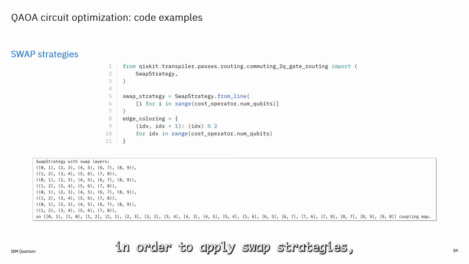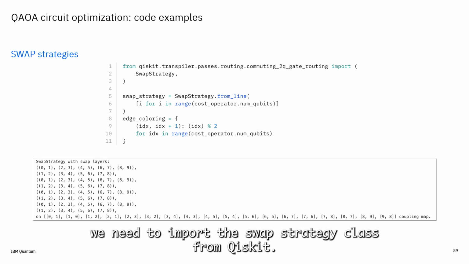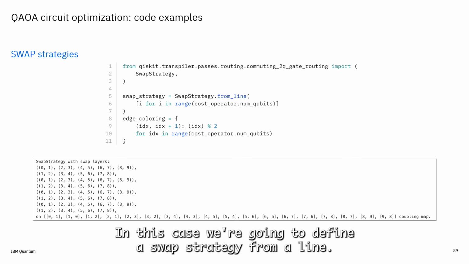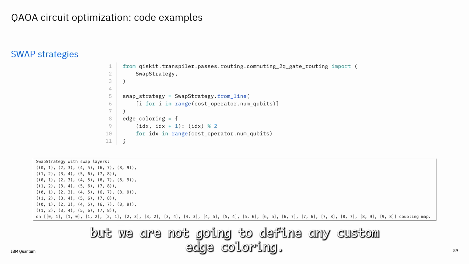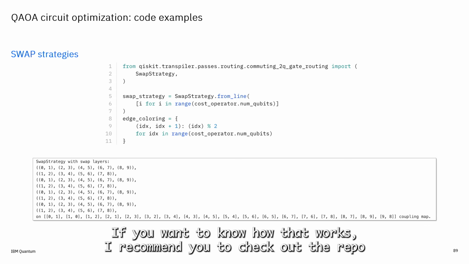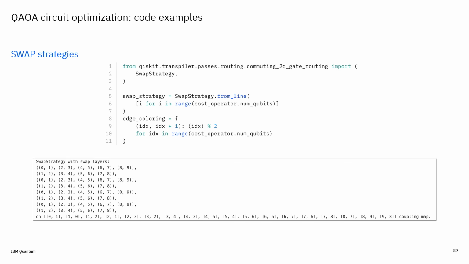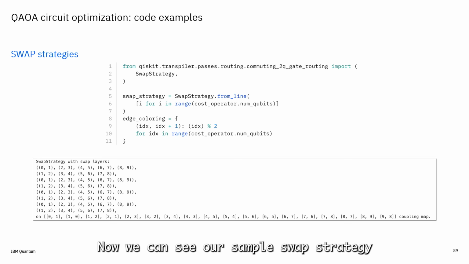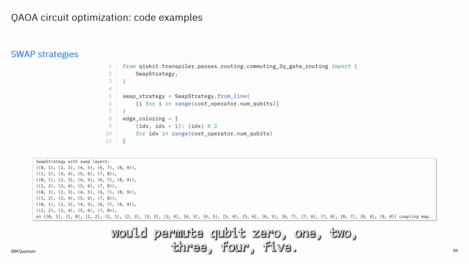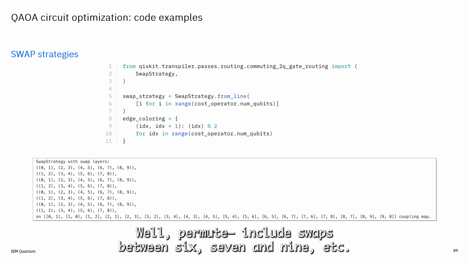In order to apply swap strategies, we need to import the swap strategy class from Qiskit. In this case, we're going to define a swap strategy from a line. And I forgot to delete the edge coloring part, but we are not going to define any custom edge coloring. If you want to know how that works, I recommend you check out the repo and see what the effect of edge coloring can be. Now, we can see our sample swap strategy would permute qubits 0 and 1, 2, 3, 4, 5. Well, permute includes swaps between 6, 7, 8, 9, etc.